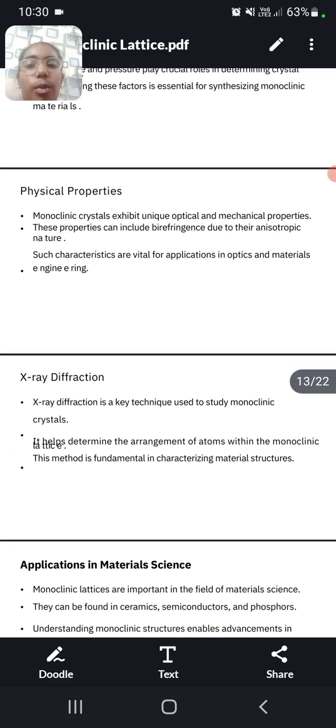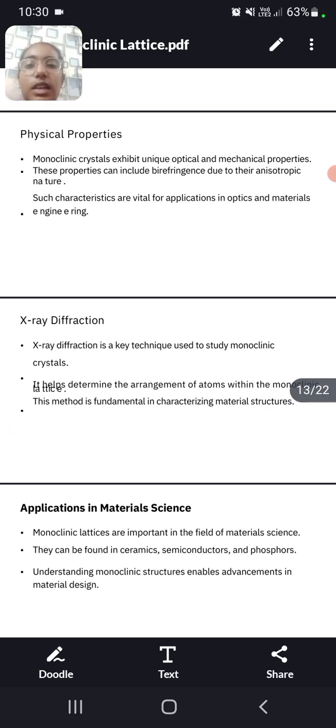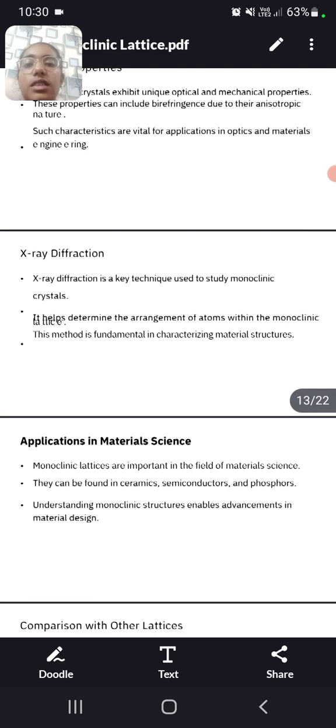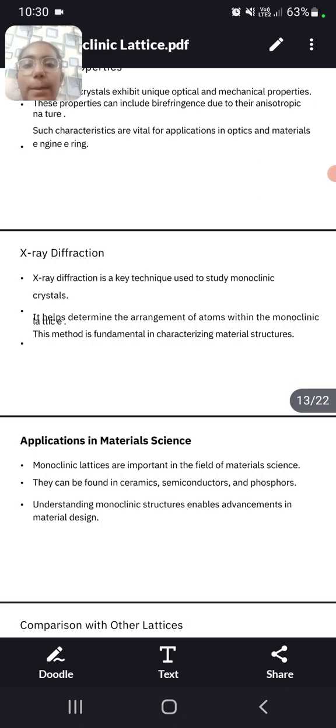Next is physical properties. Monoclinic crystals exhibit unique optical and mechanical properties. These properties can include birefringence due to their anisotropic nature. Such characteristics are vital for applications in optics and material engineering.